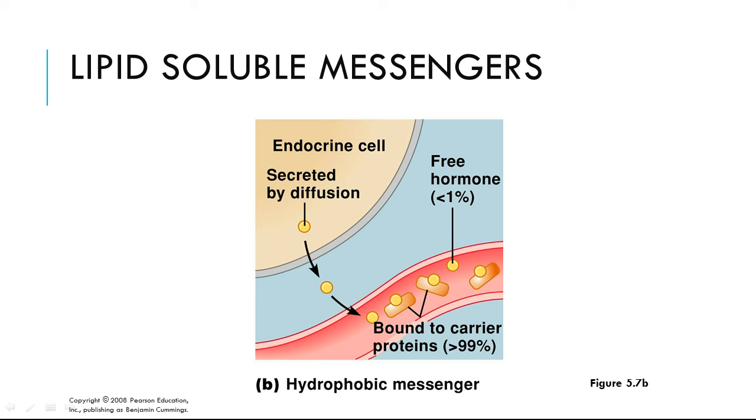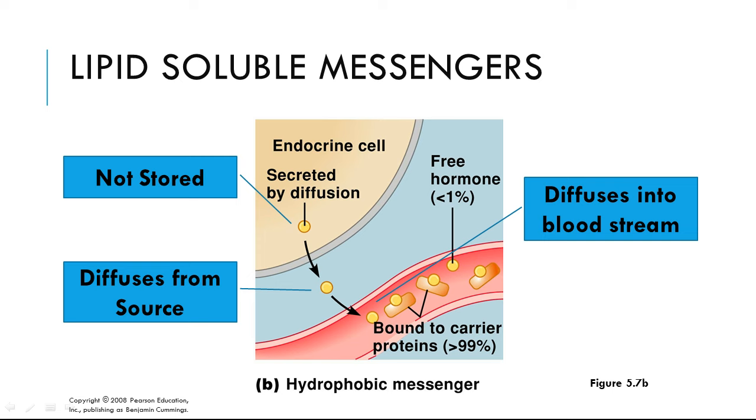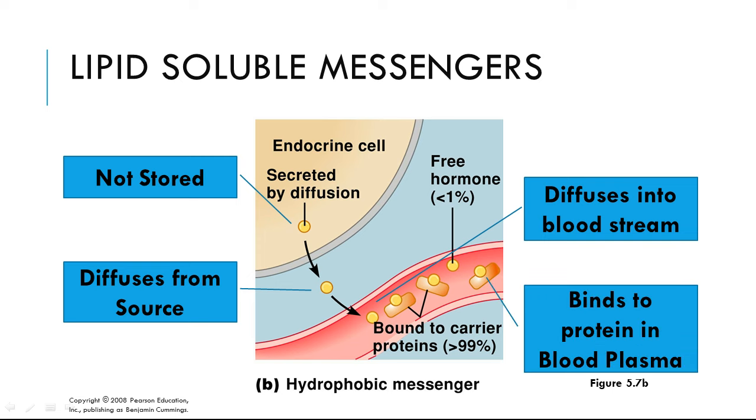The question is, well, how much? Greater than 99%. I don't know how accurate that number is. But the bulk of them are bound to a carrier, whose job is just to make it more soluble in the water. But as noted, not all lipophilic messengers have to be bound to a carrier to get transported and pushed down the circulatory system. We transport it right throughout the body, and then it's not stored. It diffuses from the source cell, diffuses into the bloodstream. It binds to a protein in the blood plasma. Okay, all of which we just summarized in table 5.2.